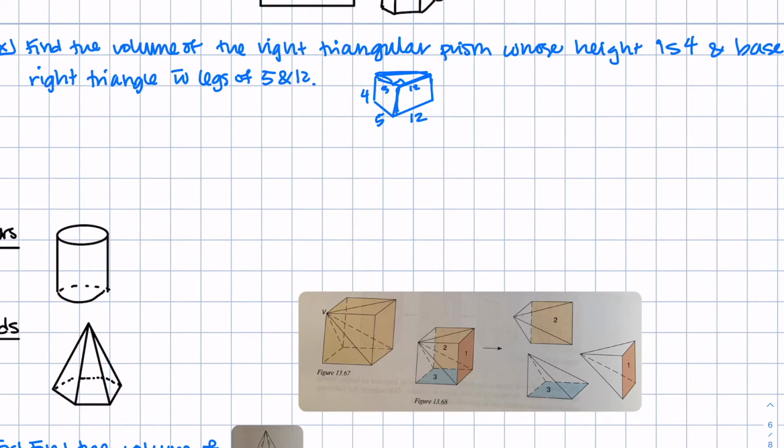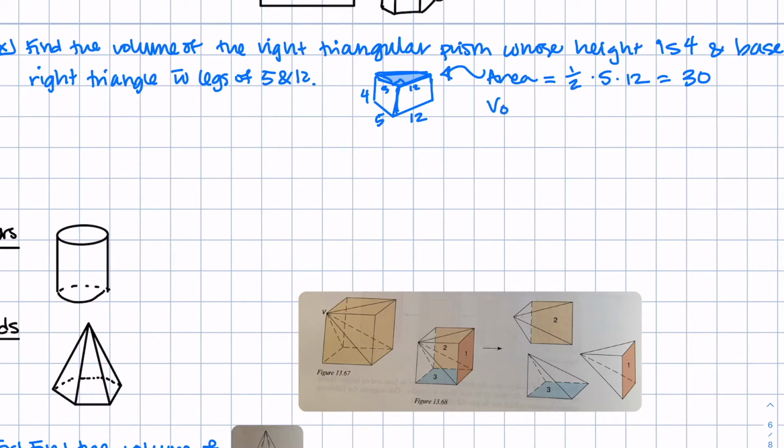And so I want to find the area of this top section, right? And multiply it by the height, which is 4. So to get the area, I want to find the area of this triangle, which has a base of 5 and a height of 12 for that triangle. And so this should be 5 times 6, which is 30.